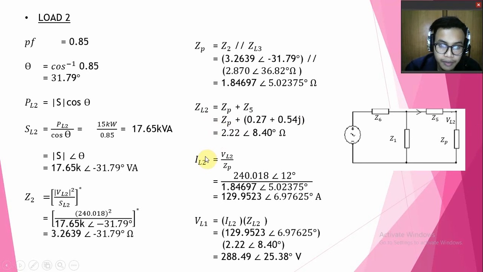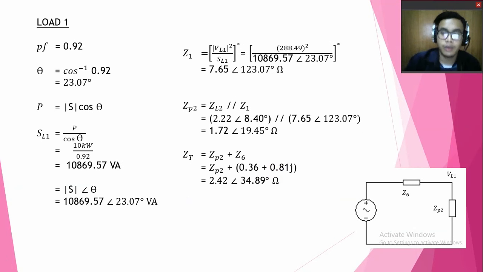After that, we must find the current of load 2 by dividing the voltage of load 2 by the parallel impedance. And this is the current of load 2. After that, we must find the voltage of load 1 by multiplying the current of load 2 by the impedance of load 2. The voltage of load 1 must be found because we will use it to find the information of load 1. I will explain more in load 1.